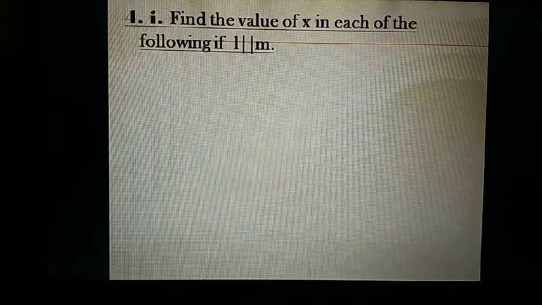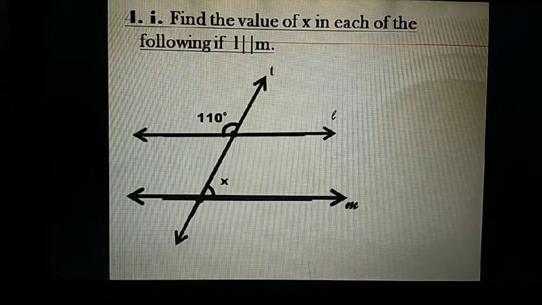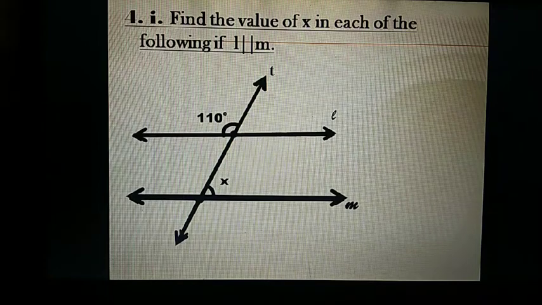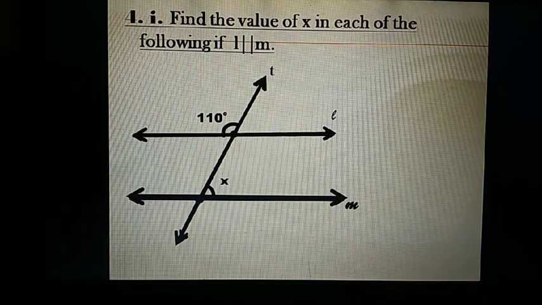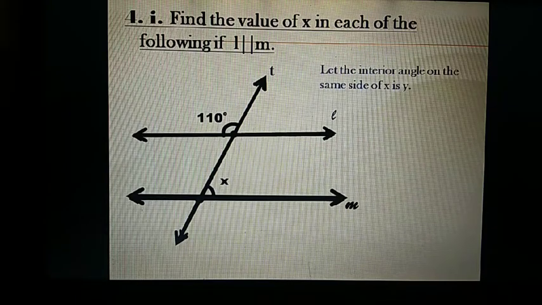Next, again we are supposed to find the value of X. Condition is L is parallel to M. Now here, in the figure both the lines are parallel to each other, and we are supposed to find the value of X. We can use the third property, that is, interior angles on the same side of the transversal are supplementary, as X is one of the interior angles. But the interior angle on the same side of X is unknown. So we can mark it as Y.